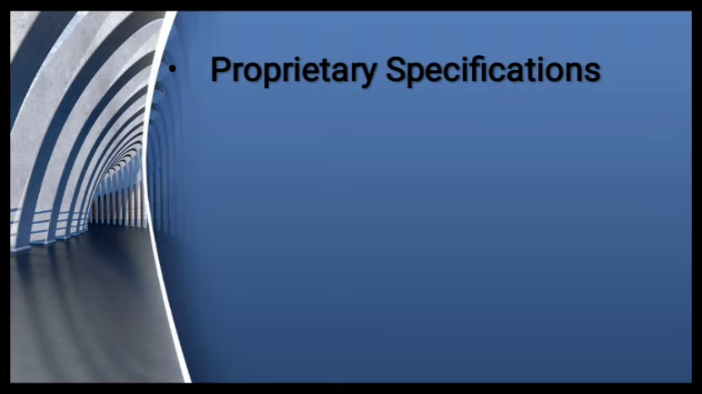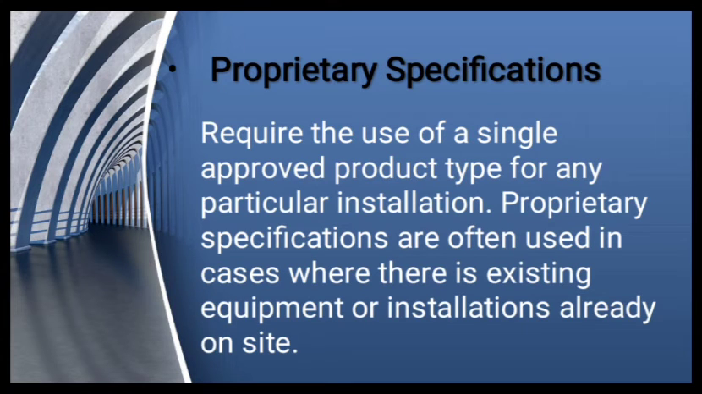So the third type is the proprietary specification. This type requires the use of a single approved product type for any particular installation. Proprietary specifications are often used in cases where there is existing equipment or installations already on site.